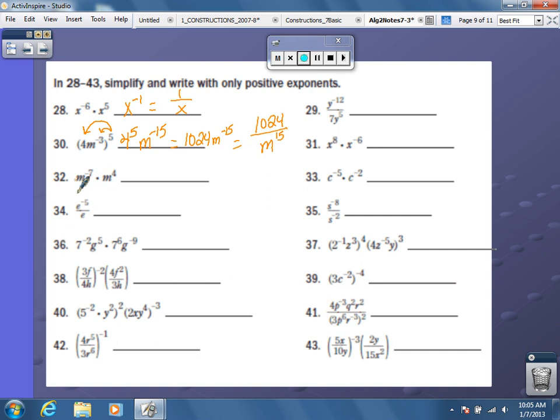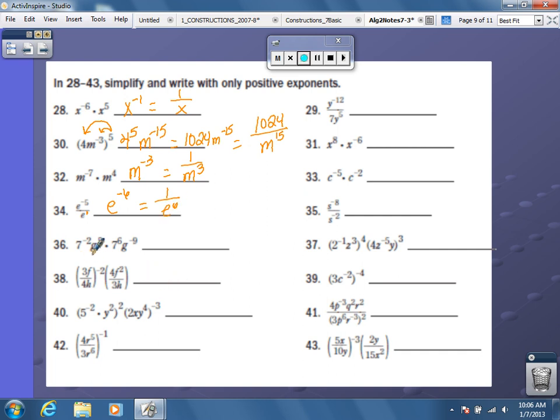Okay, here I'm going to add these exponents. Negative 7 plus 4 is m to the negative 3rd. It's 1 over m to the 3rd. Here I will subtract. Negative 5 minus 1 is e to the negative 6. 1 over e to the 6.